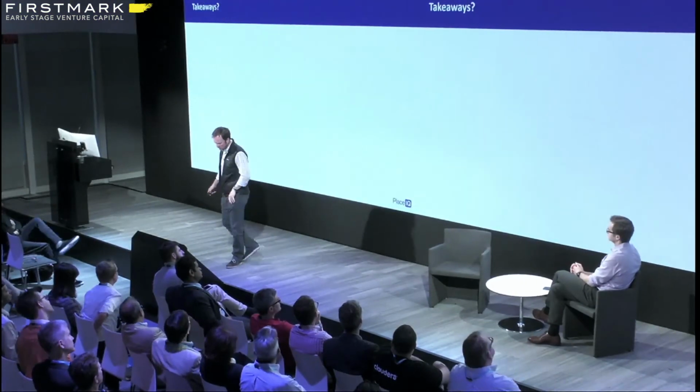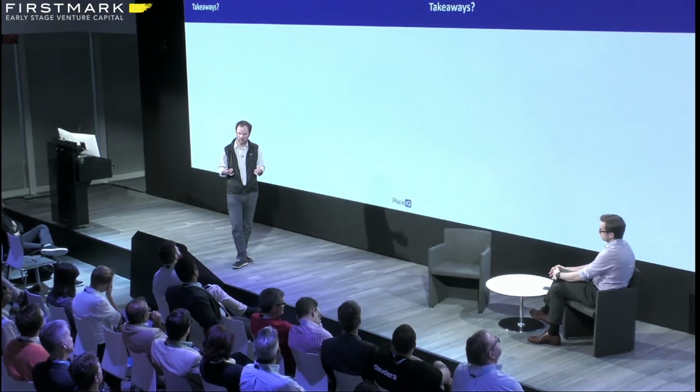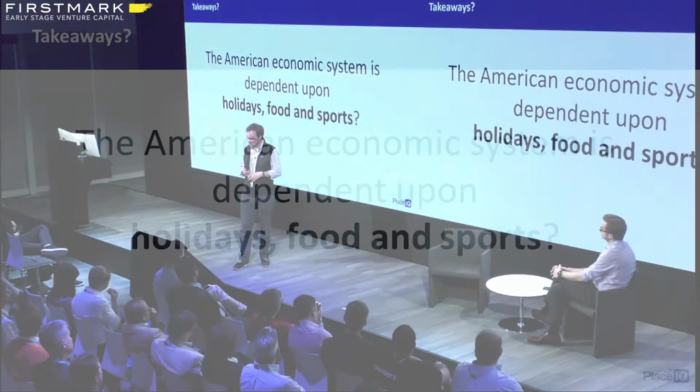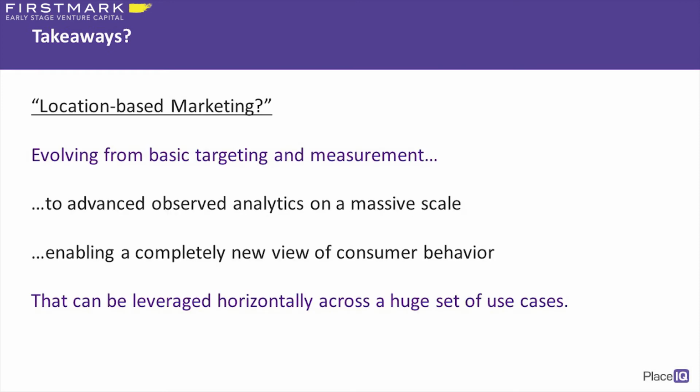So finally, you think about, well, what are the takeaways from this? And, presenting to this European crowd, my obvious conclusion was the American economy is completely dependent on holidays, food, and sports. But of course, the real takeaway is, look, this idea of location and mobile, location-based marketing, people think of it as proximity marketing and very basic.